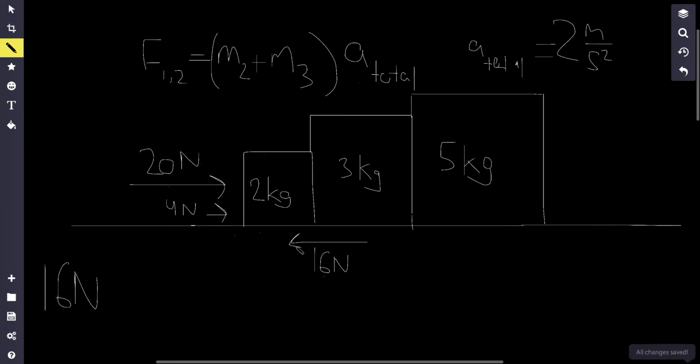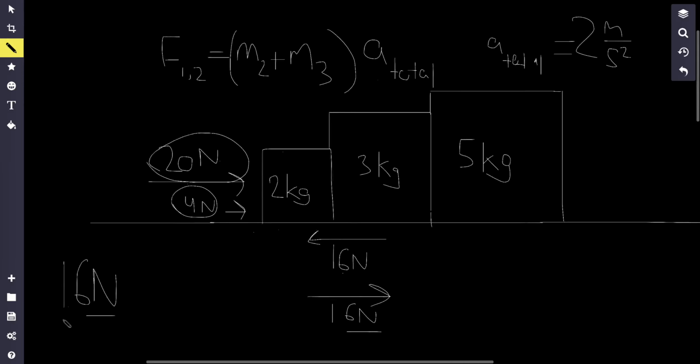There has to be 16 newtons that come back, because if you put 20 newtons in, but the force here is only 4 newtons, there has to be a counteracting force of 16 newtons. If there's 16 newtons from block 2 to block 1, there has to be 16 newtons from block 1 to block 2. So when you look at that, you get the same answer.